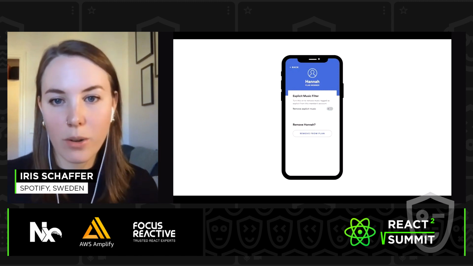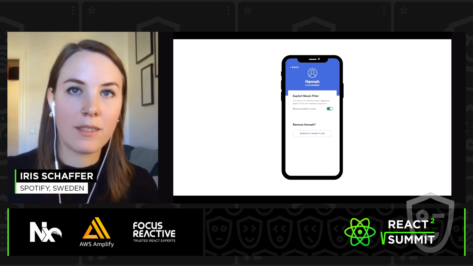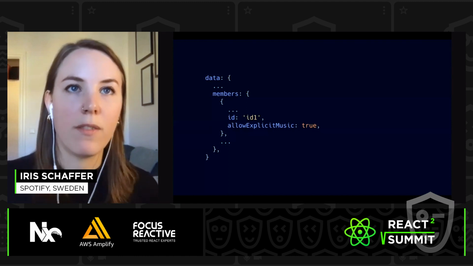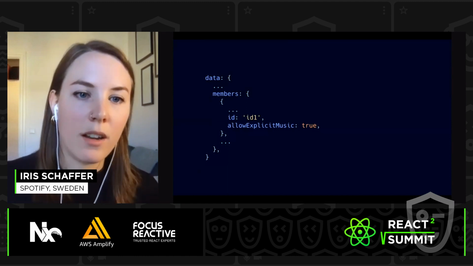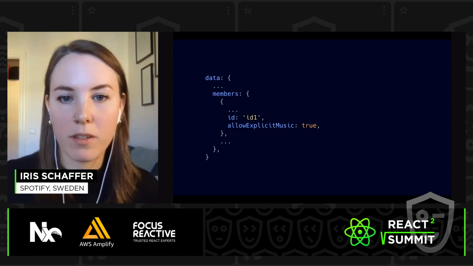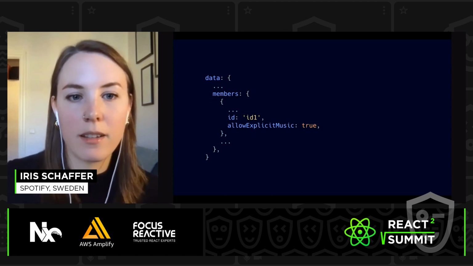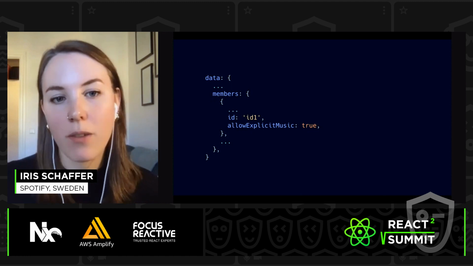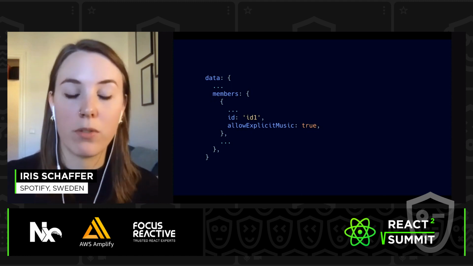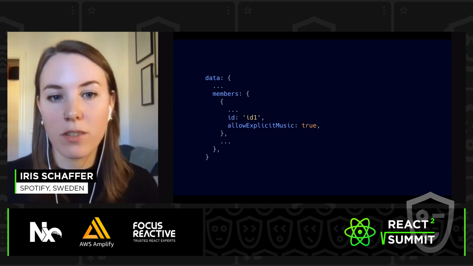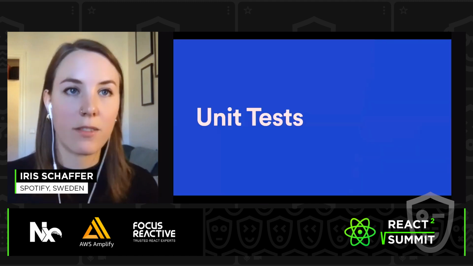It loads and it jumps back. So what was wrong? In our application somewhere, we have this data structure. And we have this allow explicit music true flag or false flag. Unfortunately, after communicating with the backend, this flag was not updated accordingly. Luckily, this never made it into production because I wrote a unit test for it.